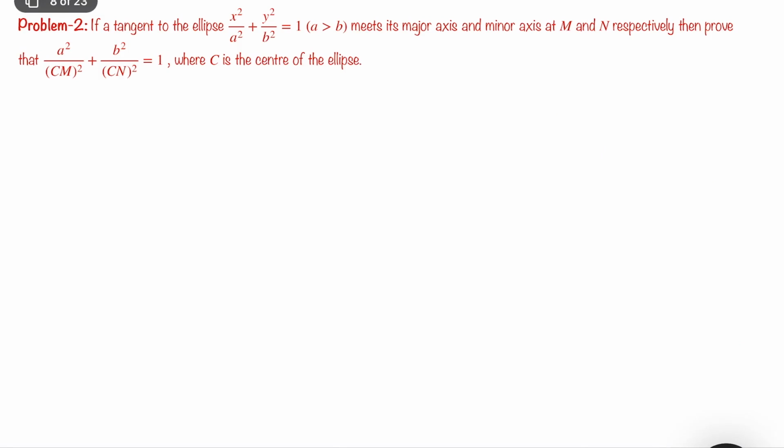Next, problem 2. If a tangent to the ellipse x square by a square plus y square by b square equal to 1, a greater than b case, meets its major axis and minor axis at M and N respectively, then prove that a square by CM square plus b square by CN square equal to 1, where C is the center of the ellipse.